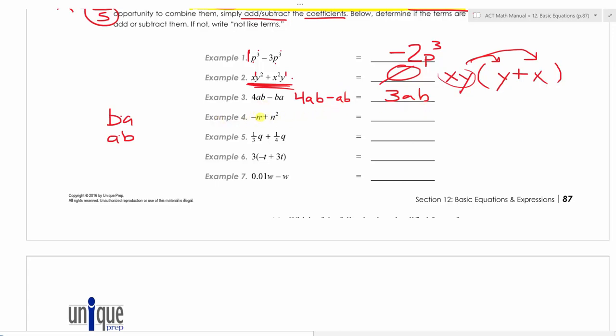In example 4, these are not like terms. I do have the same base, but I do not have the same exponent. This exponent over here is a 1. This exponent over here is a 2. So there's nothing I could do there. Again, I could factor on that question, but I'm not going to do that right now.